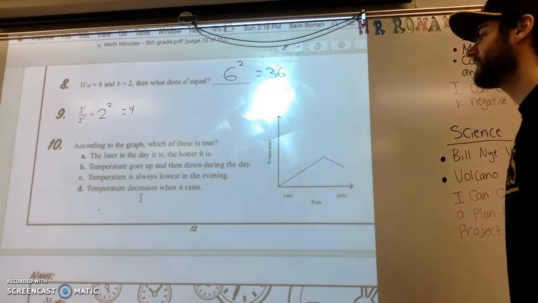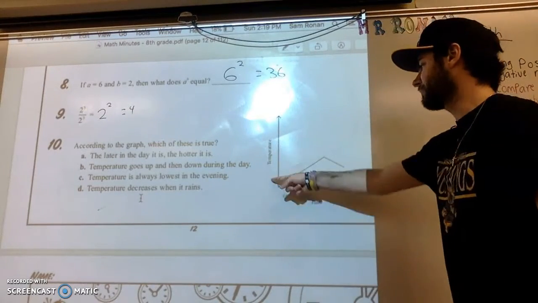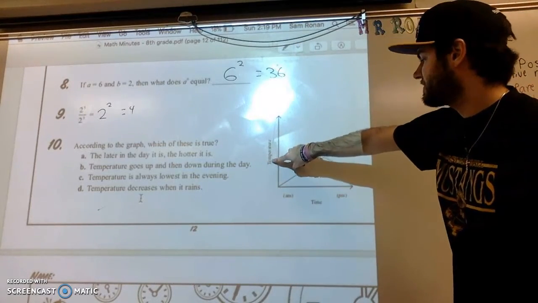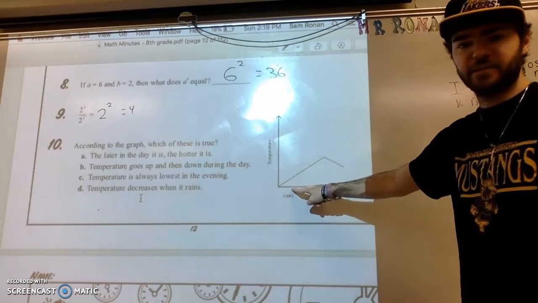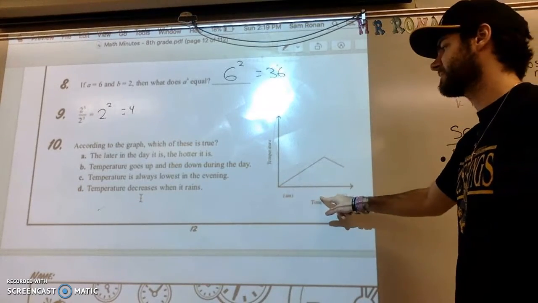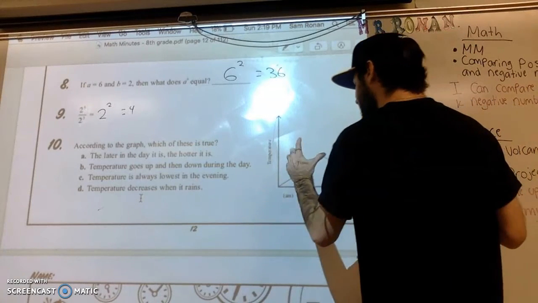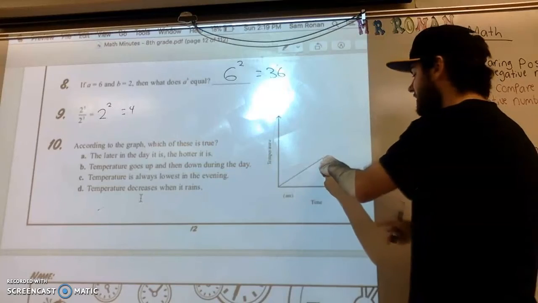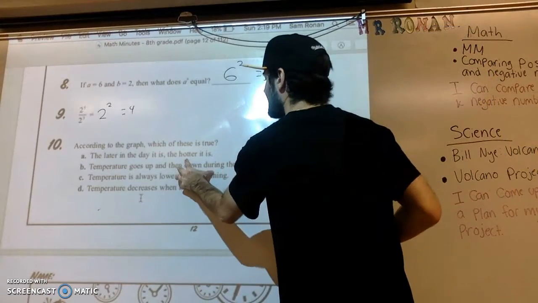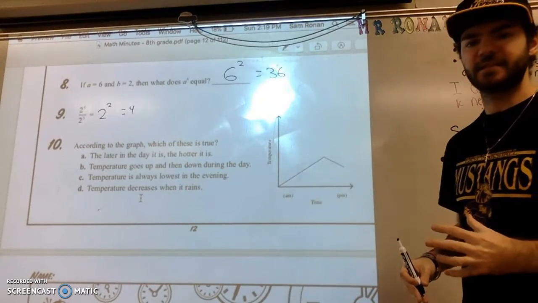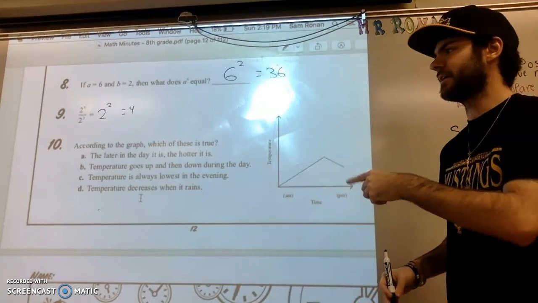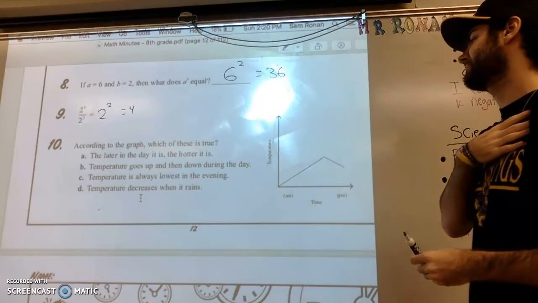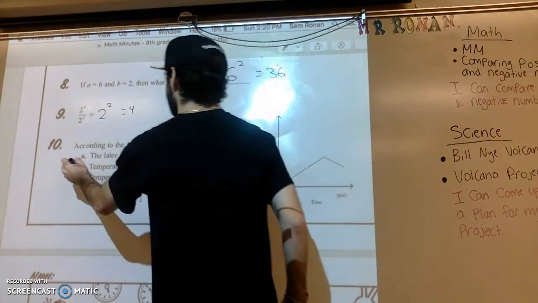And then number 10, according to the graph, which of these is true? Our y-axis, the axis that goes up and down, it's vertical, is representing temperature. And our x-axis, the line that goes across, it's horizontal, represents the time. Based off what I'm looking at, it looks like in the morning, our temperature is rising, and then as we get towards the PM, our temperature is dropping. So which of these 4 options essentially says that? It says that it gets warmer, and then it gets cold later in the day. I notice when I look at B, it says temperature goes up and then down during the day. All right, so I would say B.